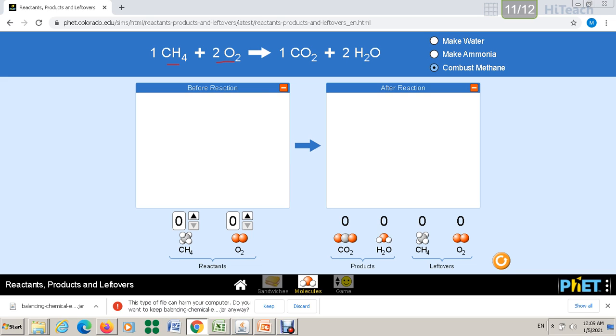Here, how many molecules of CH4 did they ask me to use? They asked me to use only 1. So this is 1. Okay, and how many molecules of oxygen? They are 2. So 1, 2. Look at the product. After the reaction, I'll find 1 carbon dioxide molecule and 2 water molecules. Look again. Here in the reactants, this is the chemical equation. These are the reactants, right? And these are the products.